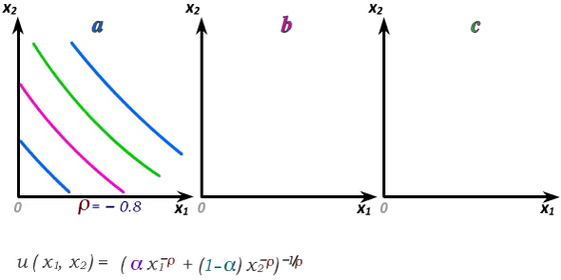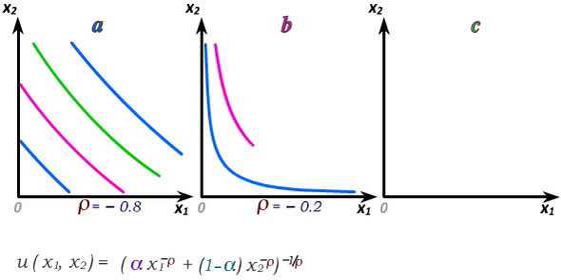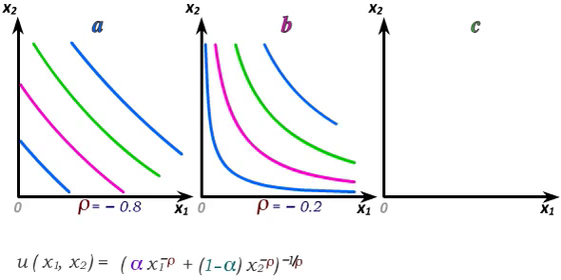Rho, on the other hand, can take values between -1 and positive infinity, and in panel A we illustrate the indifference map that arises when rho is set equal to -0.8. In panel B we raise rho to -0.2, which begins to approach 0, which is the value that rho takes for the Cobb-Douglas utility function.